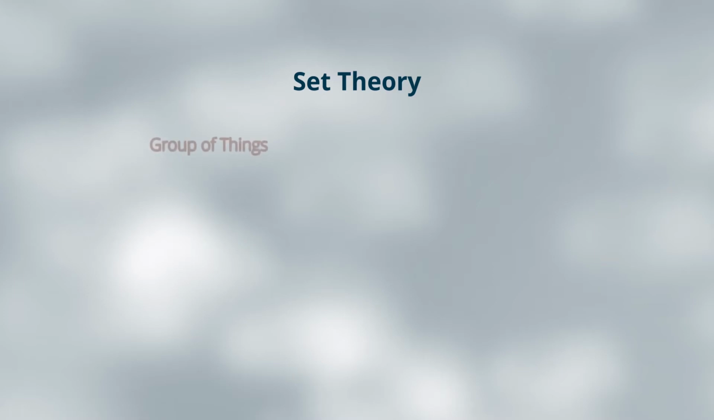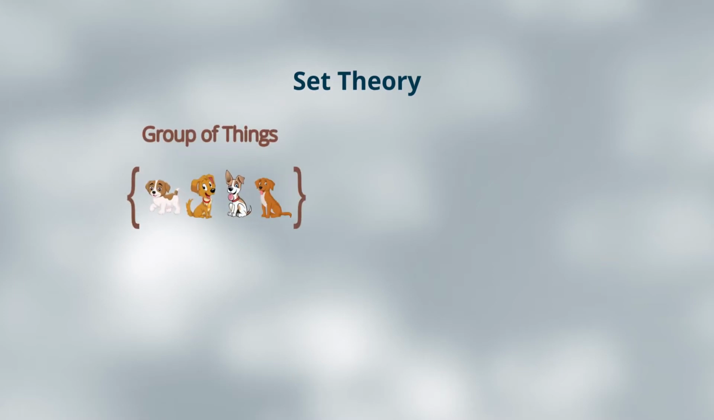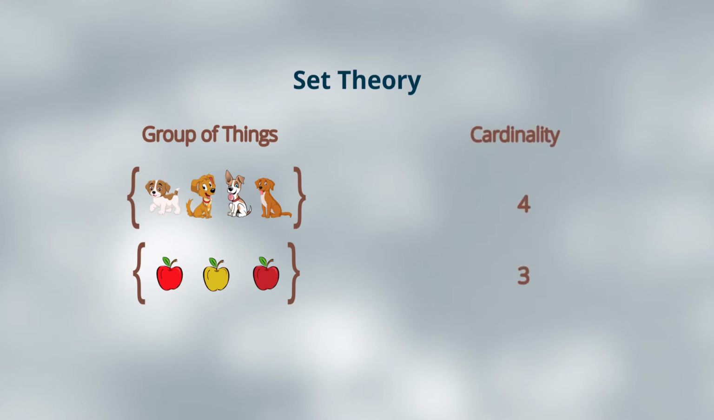A set is a group of things. This is a set of 4 dogs, and this is a set of 3 apples. The number of things or elements in a set is called its cardinality. 3 is the cardinality of this set of forks. When sets have the same cardinality, they are considered the same.